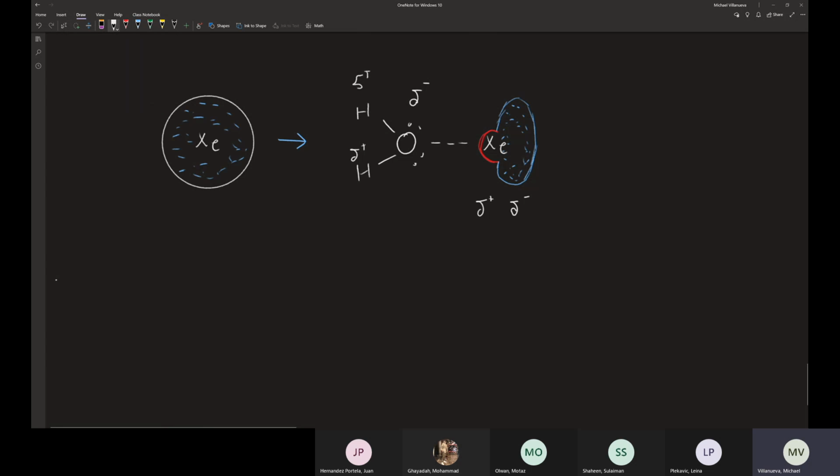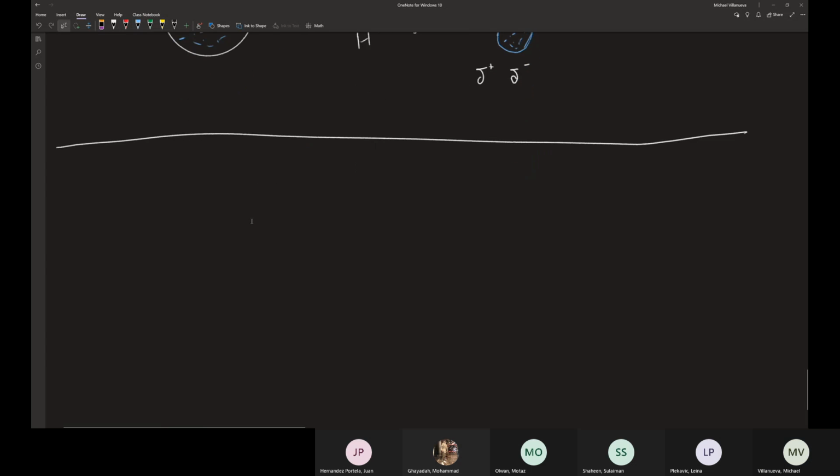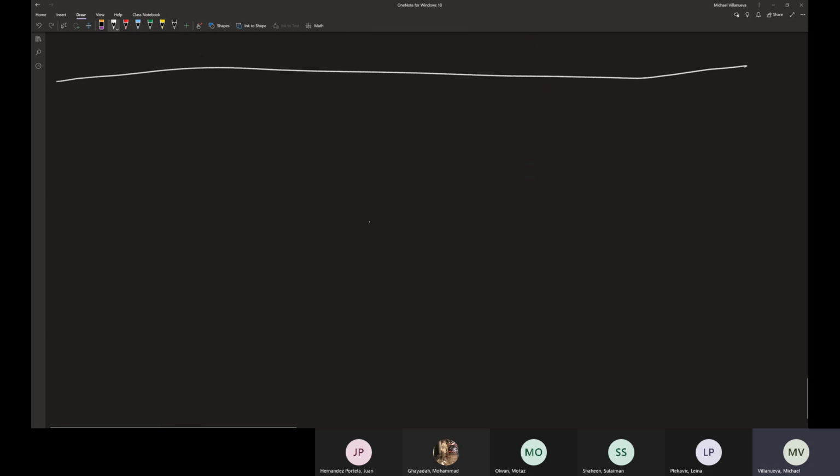Right, so the next example. Ion dipole. Now, do any of you remember what an ion is?